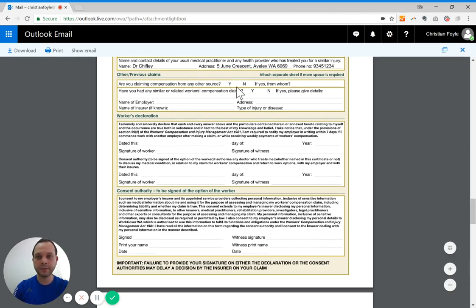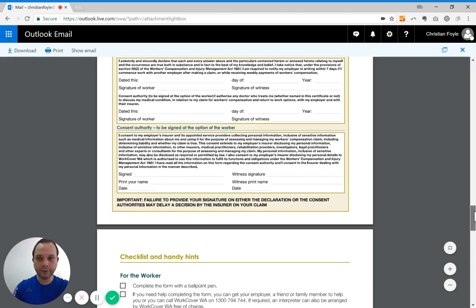Then as we move down the page, there's a part about other/previous claims, and it asks whether you're claiming compensation from any other source. Ordinarily you would state no in relation to that question, but there are some circumstances where you would need to say yes. For example, if you had a motor vehicle accident in the course of your work and you're also making a claim with the Insurance Commission of Western Australia, you would need to tick yes in those circumstances.